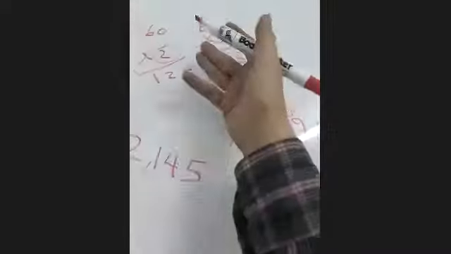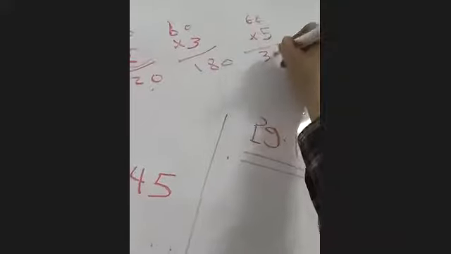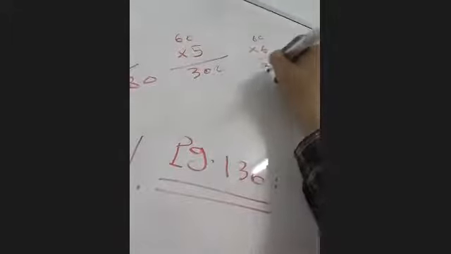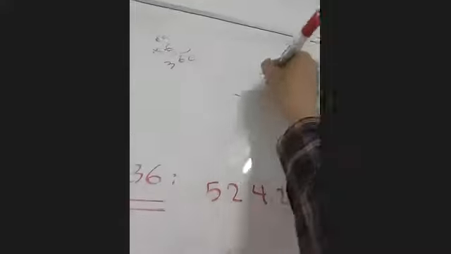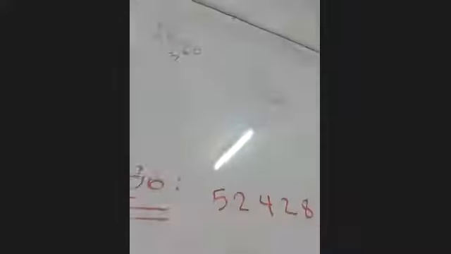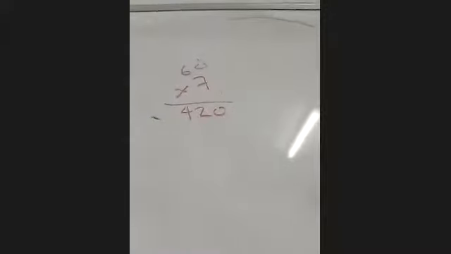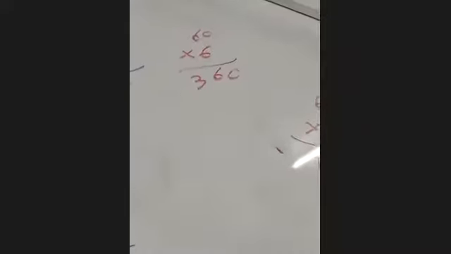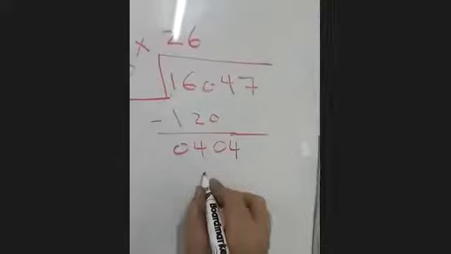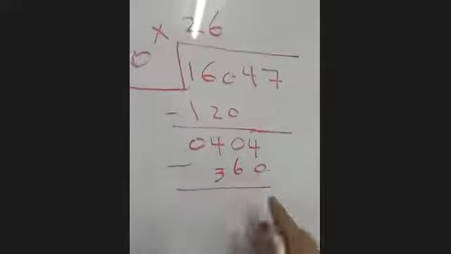So here I get the 3, 180. How about the 5 by 60? 5 by 60, 300. 6 by 60, 360. 7 by 60, it is 420. Here I have 404. I cannot use 420, it's bigger. I will use what? 360 comes from 6. So here I put 6. I do multiply, 360. I make subtract. 4 minus 0, 4.